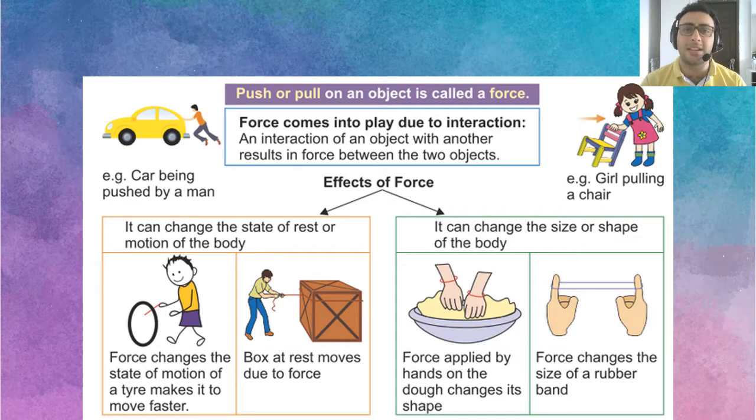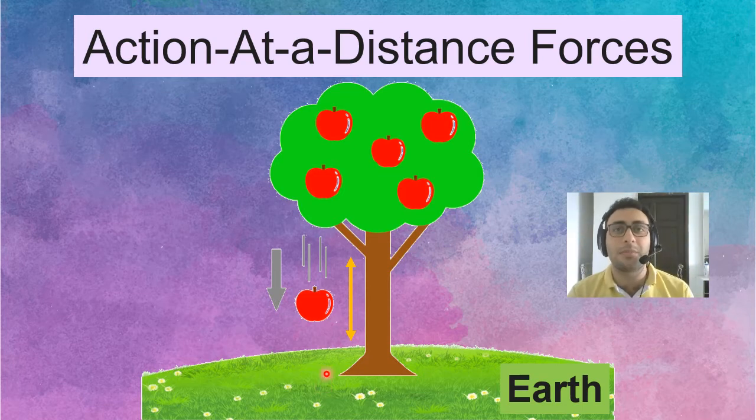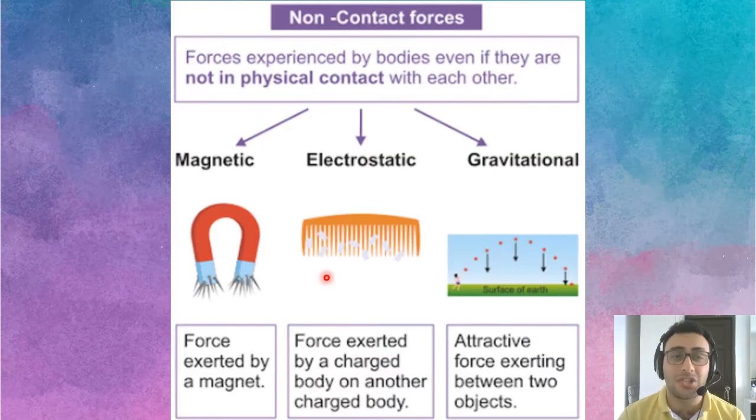Now let's see action at a distance forces. Let's see what's happening in this picture. The apple is falling from the tree onto Earth, right? So it's falling down. But as you can see, there is no one pulling or pushing or doing something to the apple. So this is called action at a distance or non-contact forces.